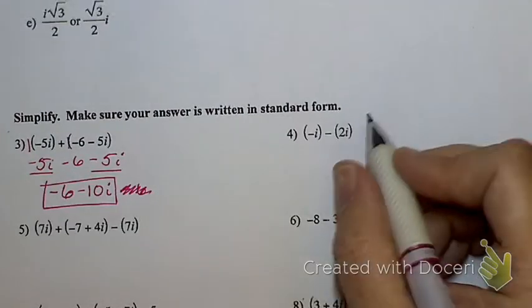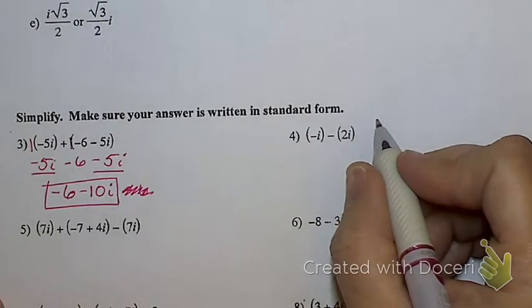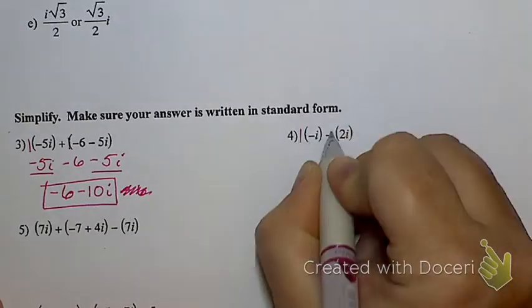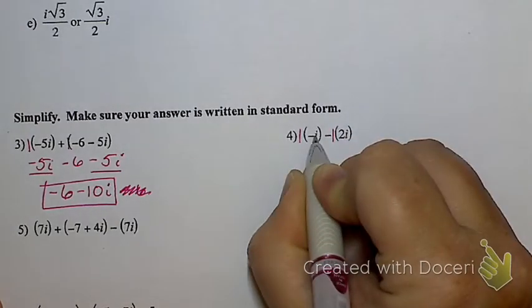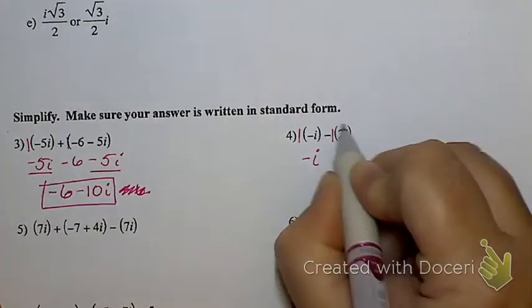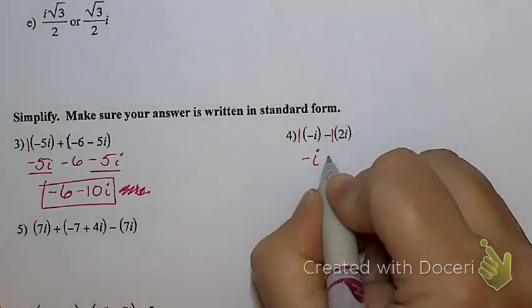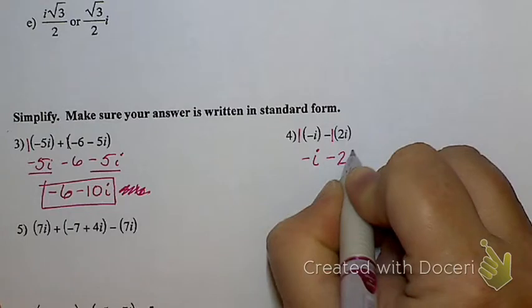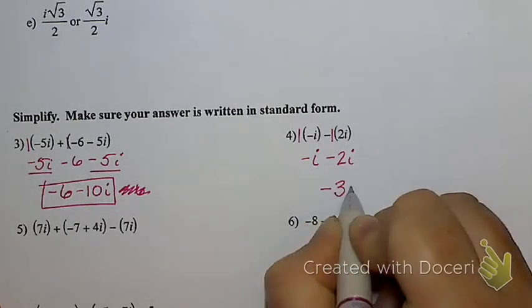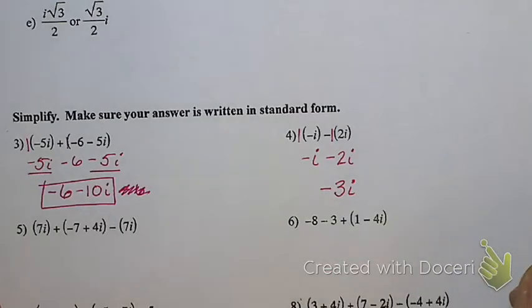All right, let's look at number 4. How do I get rid of the parentheses? Put the 1s in front. What's 1 times negative i? Negative i. And negative 1 times 2i? Negative 2i. So what's negative i and negative 2i? Negative 3i. Is that standard form? Yeah. Yep.